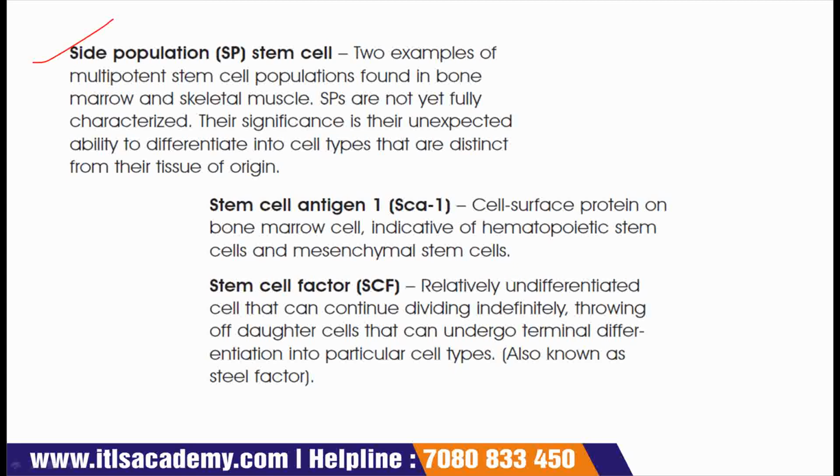Next term is side population or SP stem cell. Two examples of multipotent stem cell populations are found in bone marrow and skeletal muscle. Side populations are not yet fully characterized. Their significance is their unexpected ability to differentiate into cell types that are distinct from their tissue of origin.